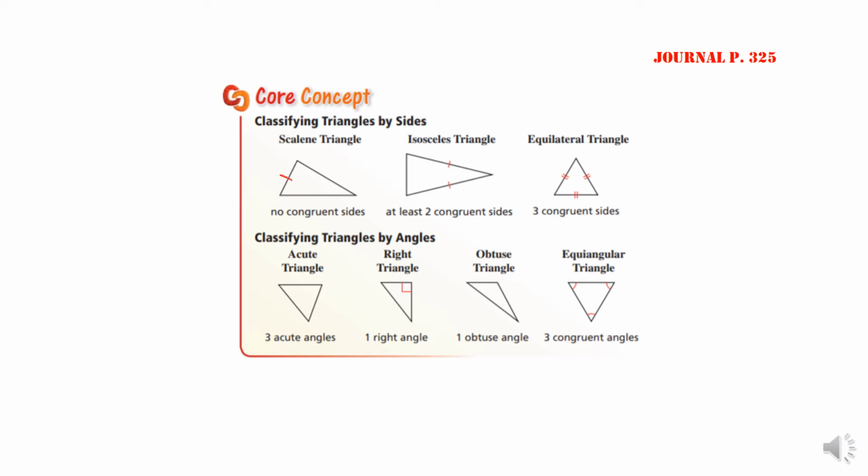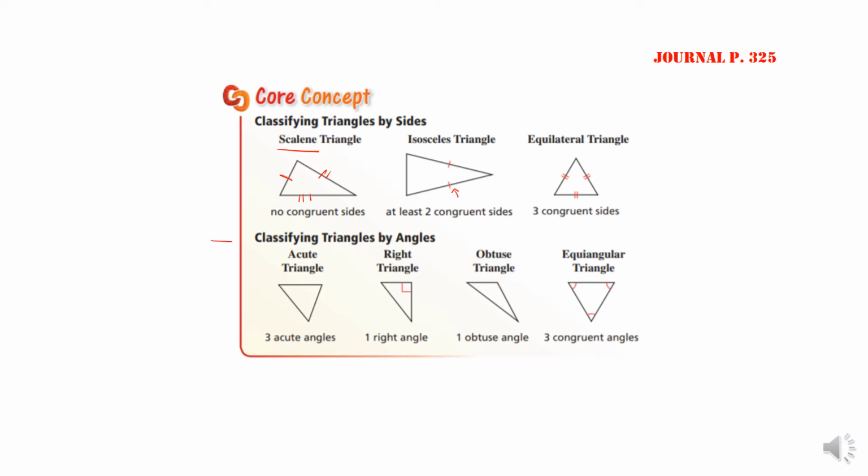Okay, so the first thing we're going to look at is classifying by the sides. If there are no sides that are the same, then it's a scalene triangle, no congruent sides. If two sides are the same, you can see the marks, then it's an isosceles triangle. If all three are the same, then it's an equilateral triangle.